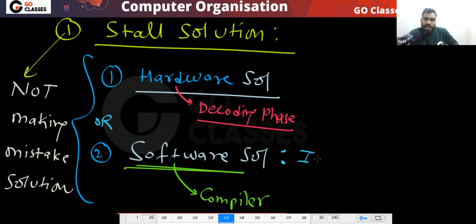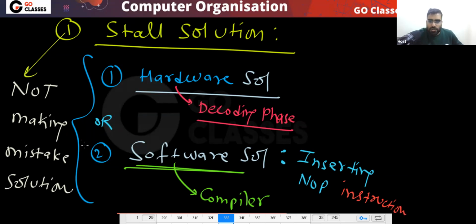Don't worry, I will explain. Right now I am just giving you the overview. I know you are not understanding, but don't worry, with example, everything will connect. Okay, inserting NOP instruction solution. Maybe this type of question you have seen in the Go classes test series, right? Inserting NOP instruction. So this solution I will discuss finally now, and this is actually very intuitive.